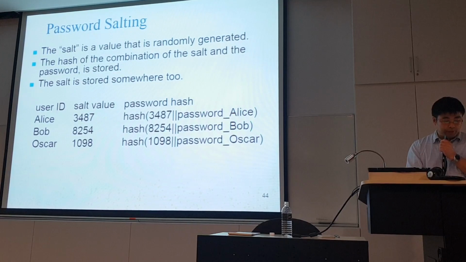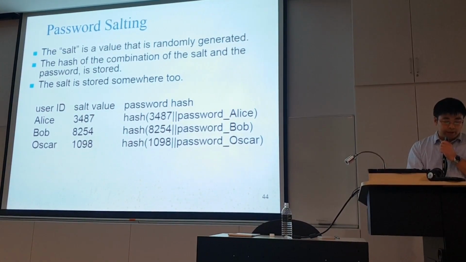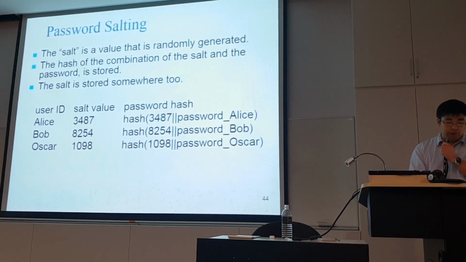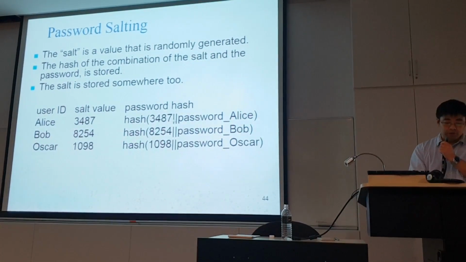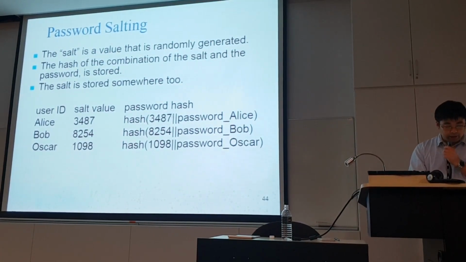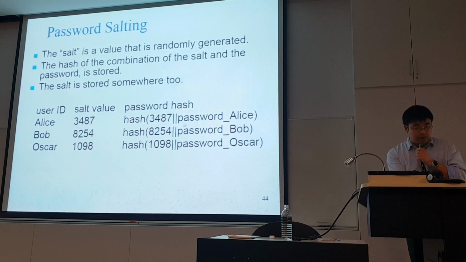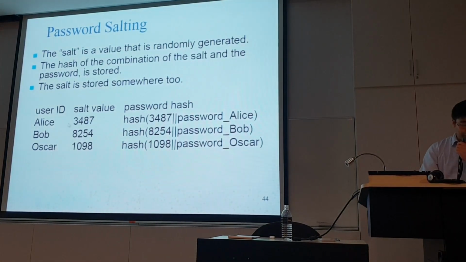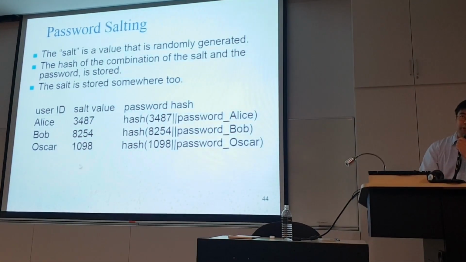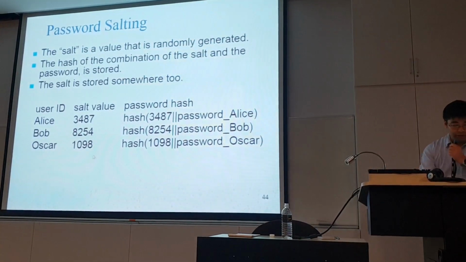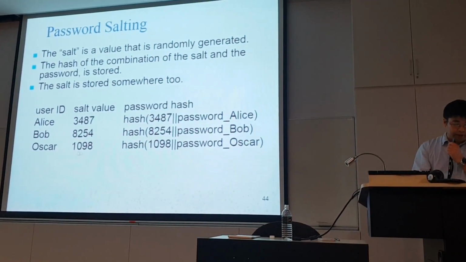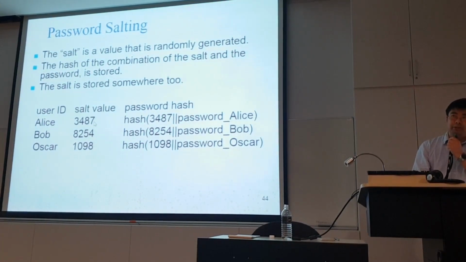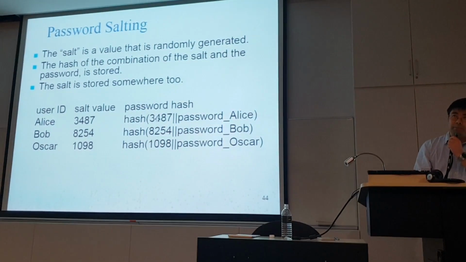So the user will have a user ID and then the hash of the password. Now we don't store the plain password, we store the hash of the password. And instead of storing only the hash of the password, we store the hash of the password and the salt. Each user will have a different salt value. So you may ask, what is the purpose of adding this salt? The salt value is actually stored together with the password table.